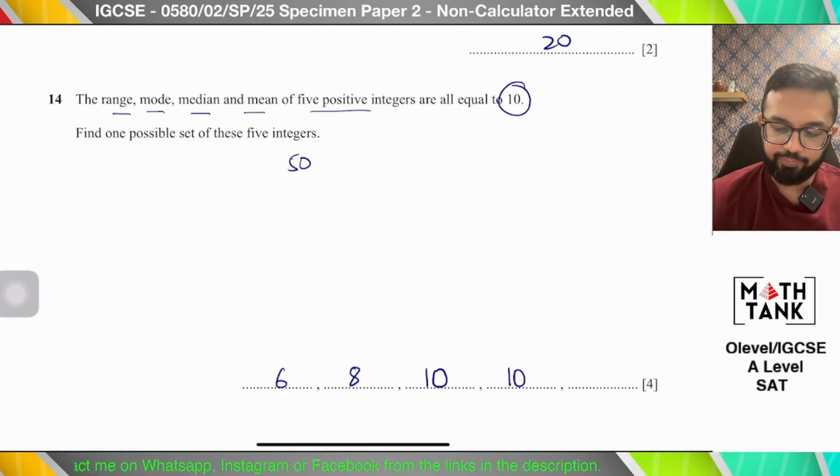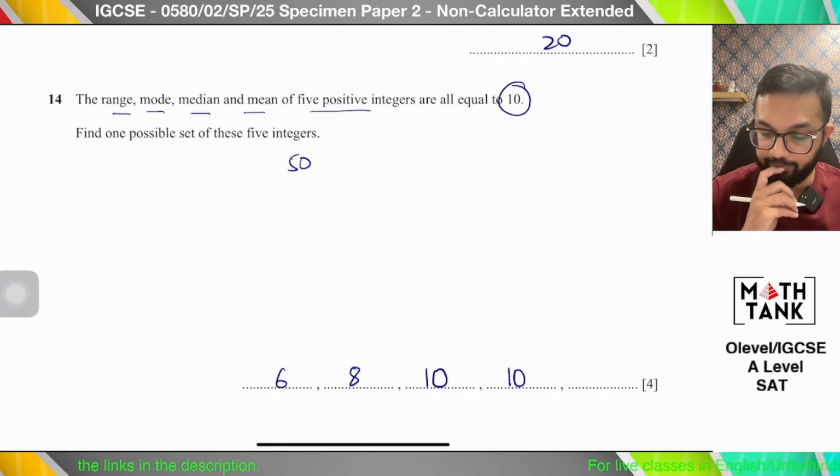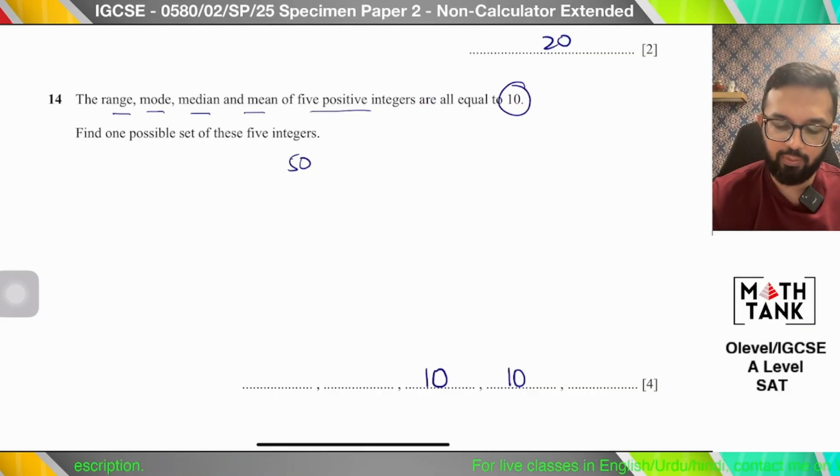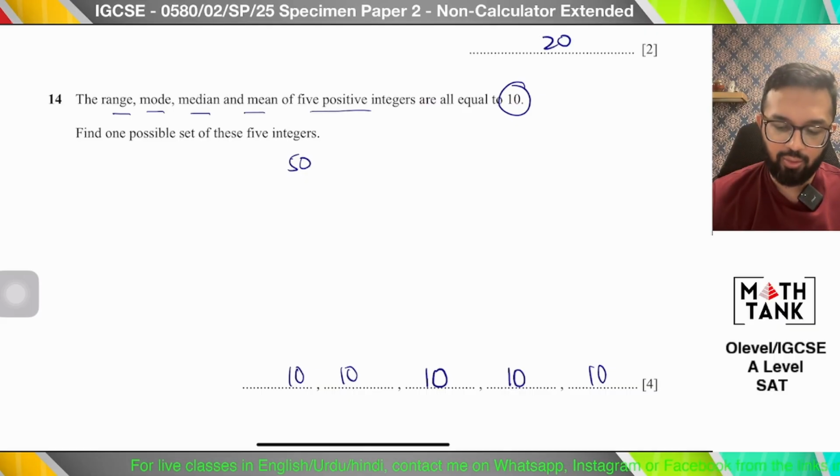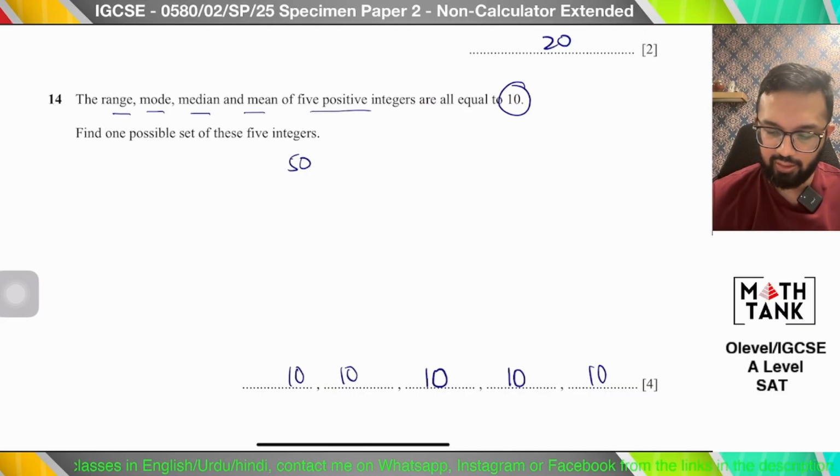Okay, so what's the sum right now? 6 and 8, 14, 14 and 2. Basically the idea is if I keep all of these as 10, although the mean is 10 and the median is 10, the range is not 10. Okay, so in order to keep the range as 10, I think that's the simpler way of doing it.